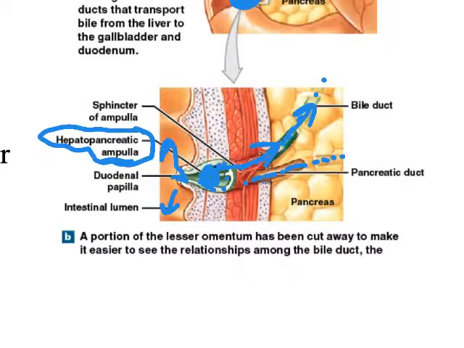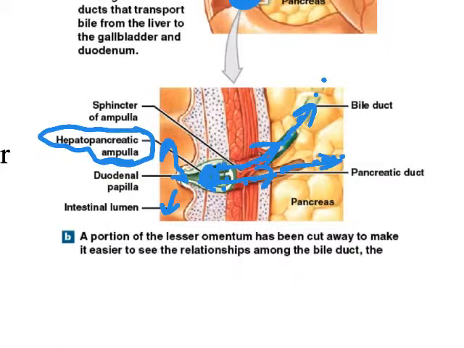And you can get dilation of those ducts in the liver and can eventually even do damage to the liver if it's there long enough. But you also get backup of pancreatic juices, which we'll talk about in a minute. And a lot of those are actually caustic to the pancreas. So if you get backup of that fluid back into the pancreas, it begins to almost digest the pancreas.